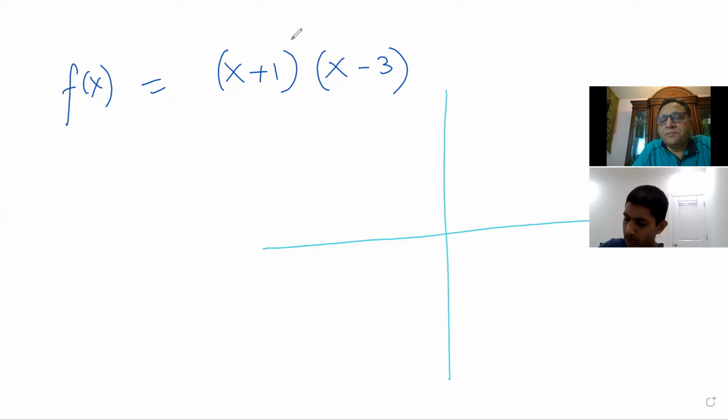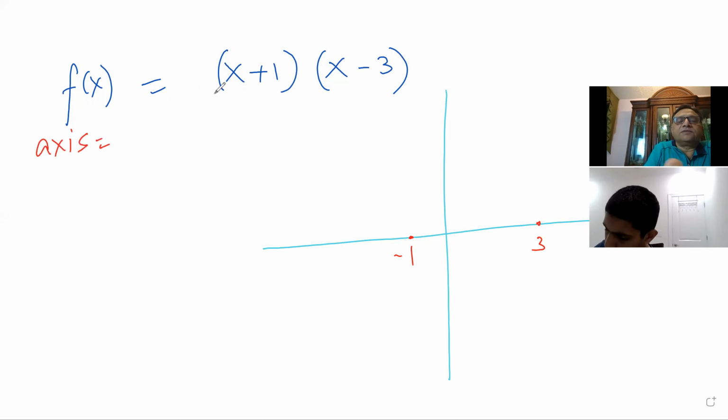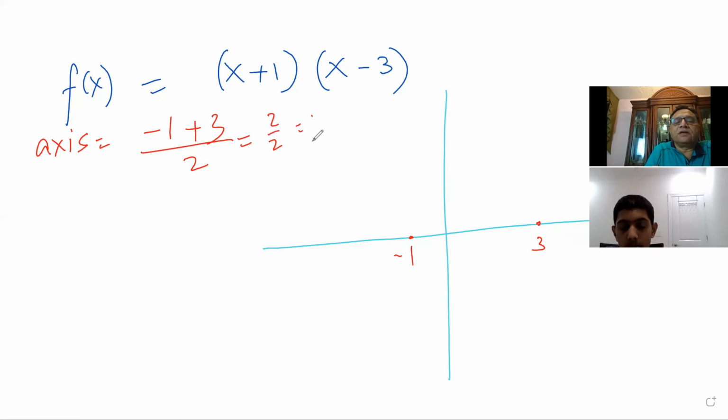It is going to open up, right? It has two x-intercepts, which are at minus 1 and at plus 3, correct? So where is the axis? The axis for this function is the average value of minus 1 and 3, divided by 2, which is 2 over 2, which is at 1, correct? So at 1, we have the axis.